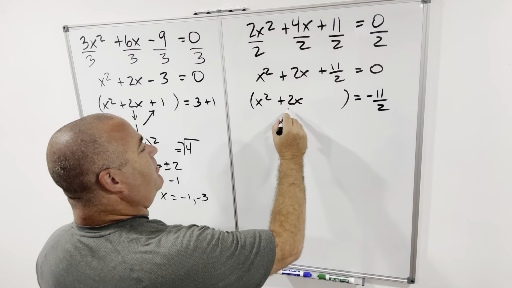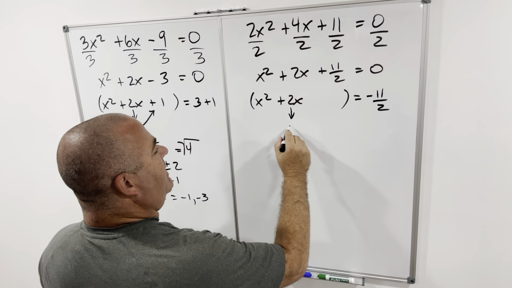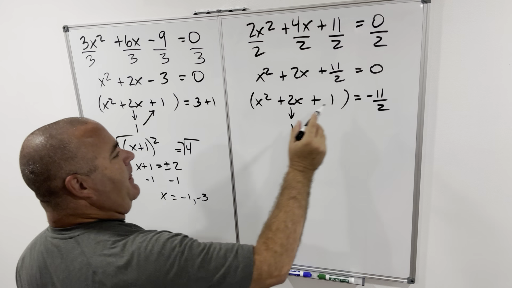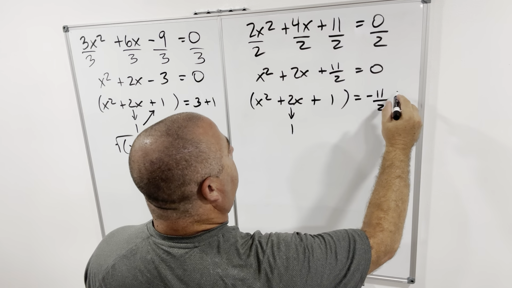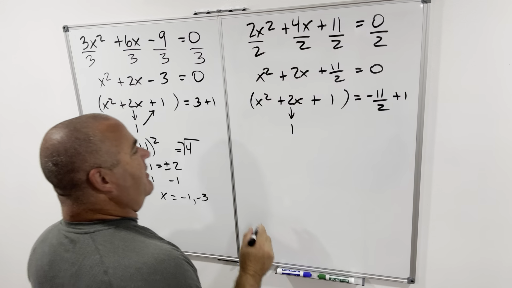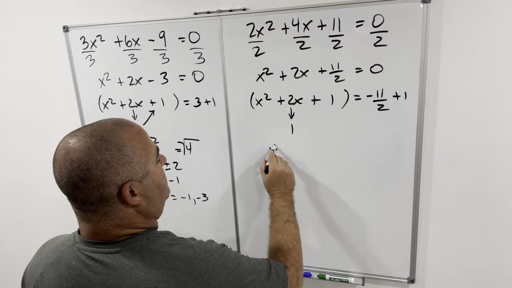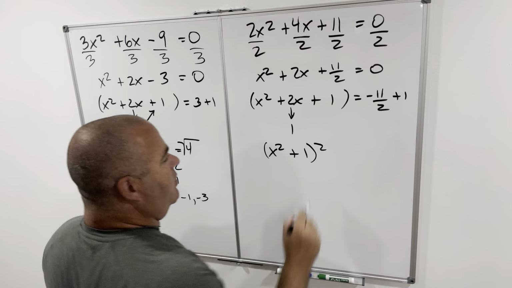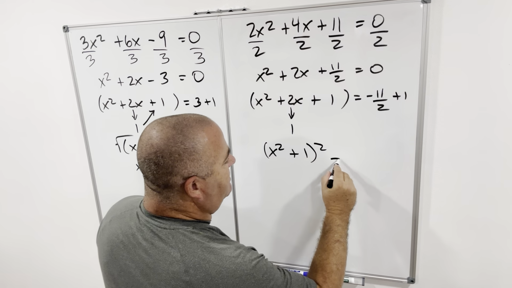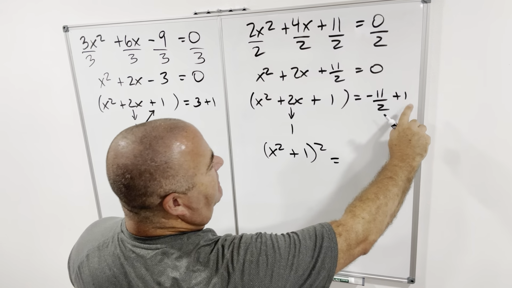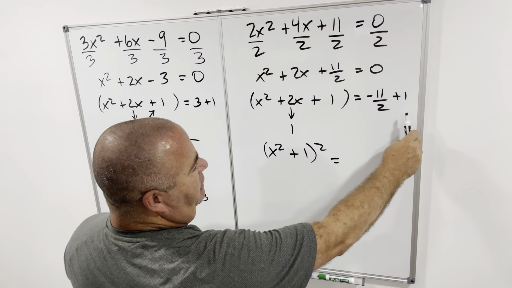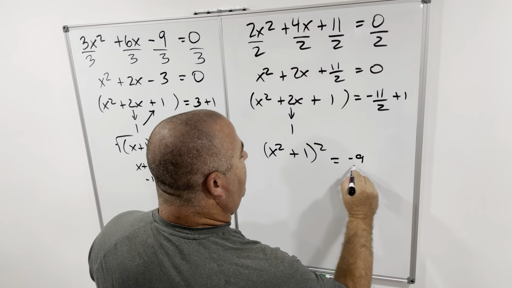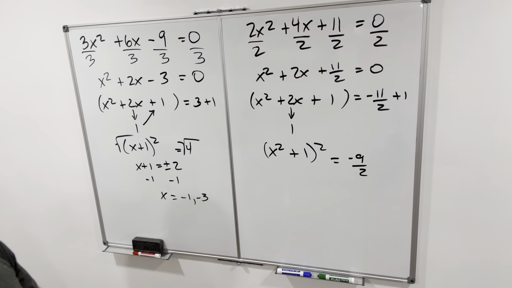Now we're going to complete the square by dividing by 2, which is 1, squaring it, which is 1. If we're going to add 1 here, we need to also add 1 over here. So that gives us x plus 1 quantity squared is equal to, now if we consider that this is 2 halves, then that's going to give us a negative 9 halves.